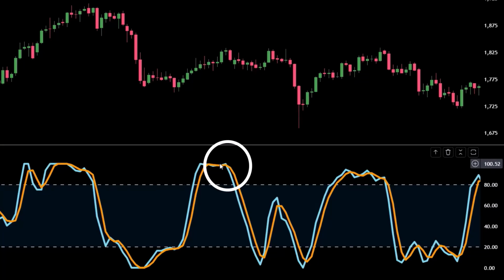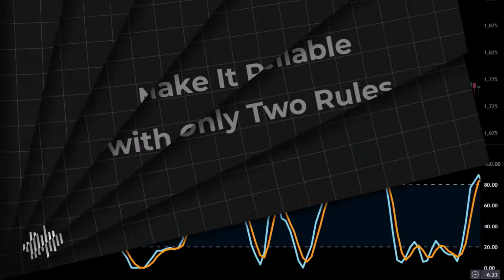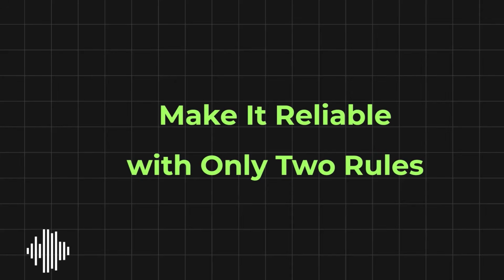But please listen carefully. If you take every crossover, you will lose. So we must filter the signals. And in the next part, I show you a very simple way to do that, using only two lines and two rules. Make it reliable with only two rules.